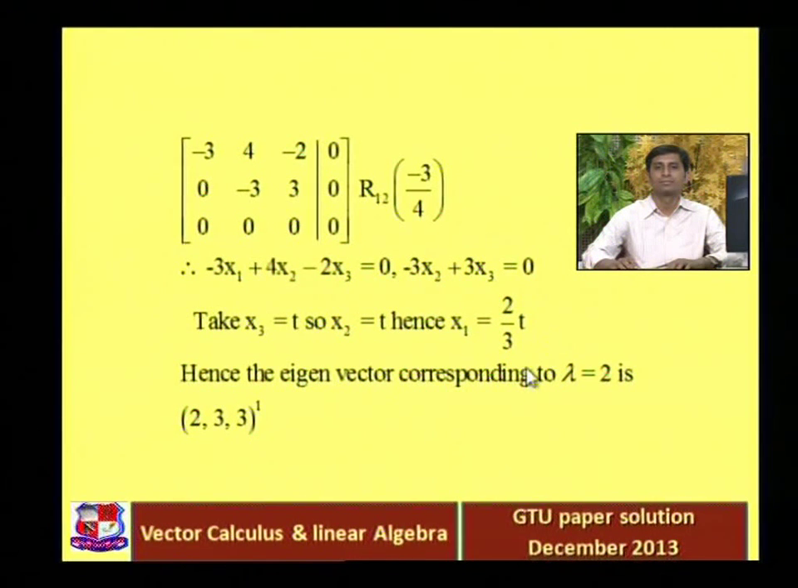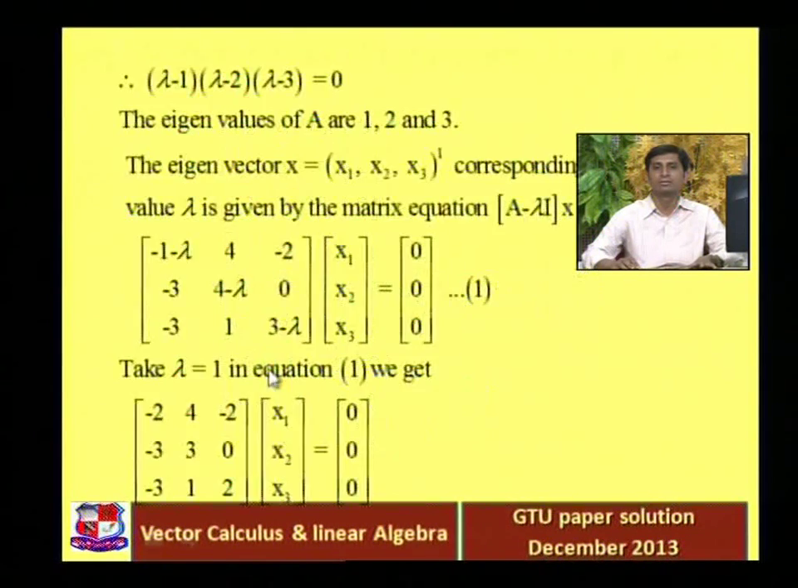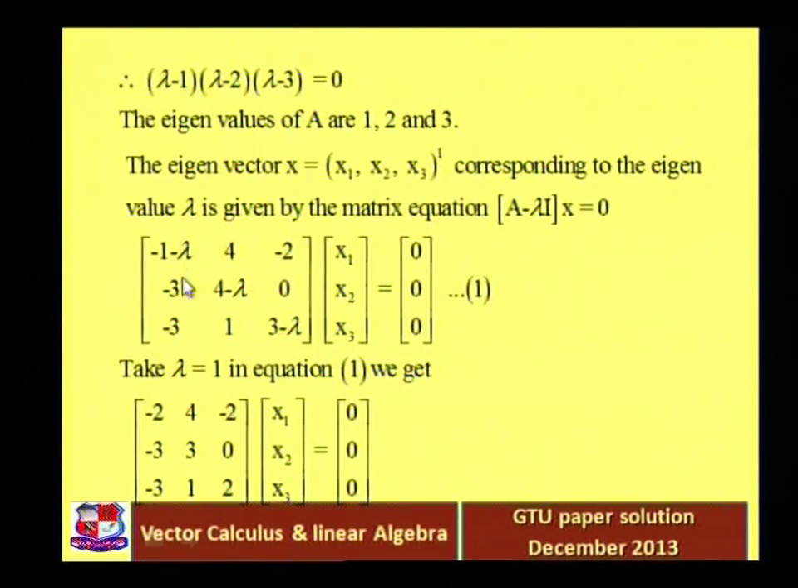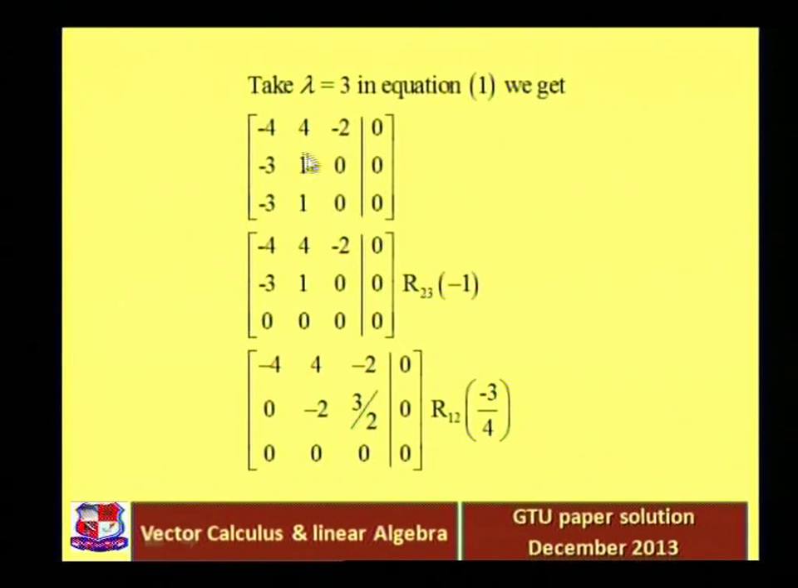Next, lambda equal to 3. Put lambda equal to 3 in the first equation, so you will get minus 4, 4, minus 2. So this is minus 4, 4, minus 2, and then minus 3, 1, 0, minus 3, 1, 0.